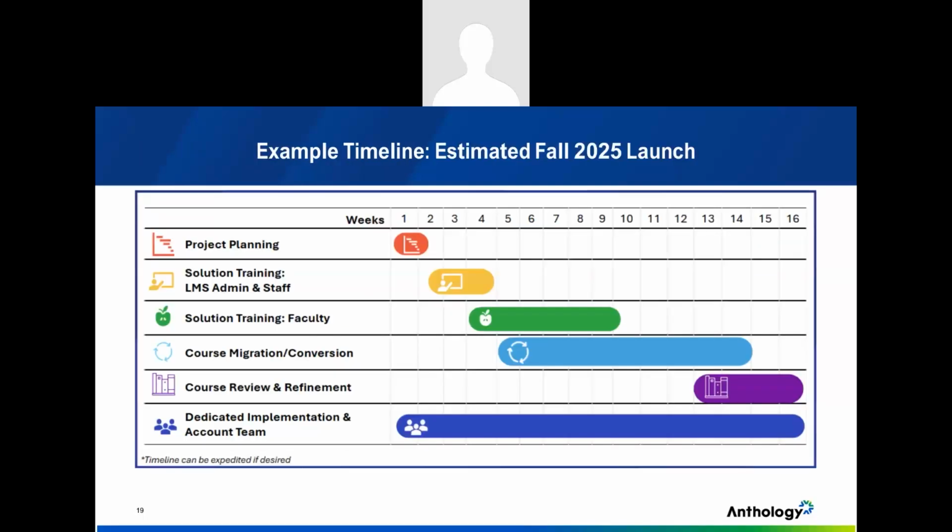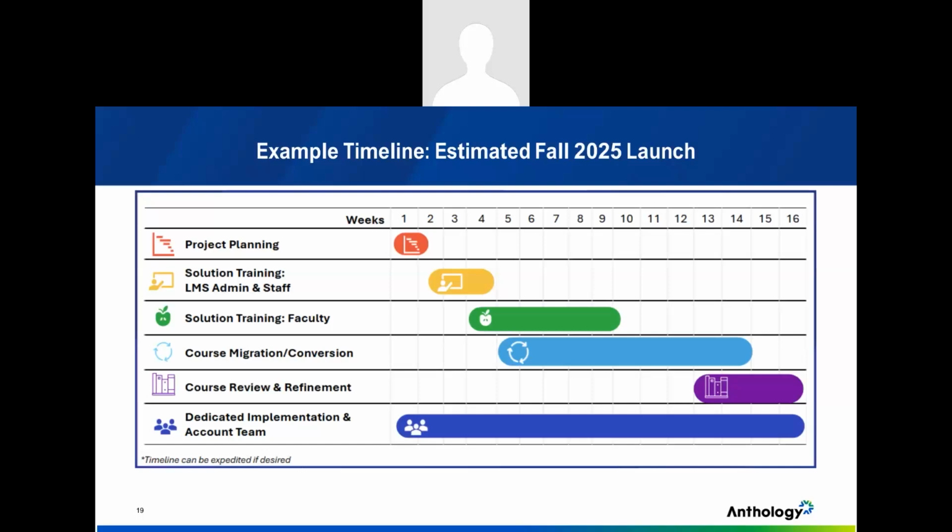And here's an example of a timeline for fall 2025. As you can see, the project planning happens in the first few weeks. Then admin and staff or core team training happens in a few weeks following that. That's where we have a lot of resources that are available to you. Faculty will need some training, and that would be the Teaching Essentials course, where we have unlimited seats for faculty.